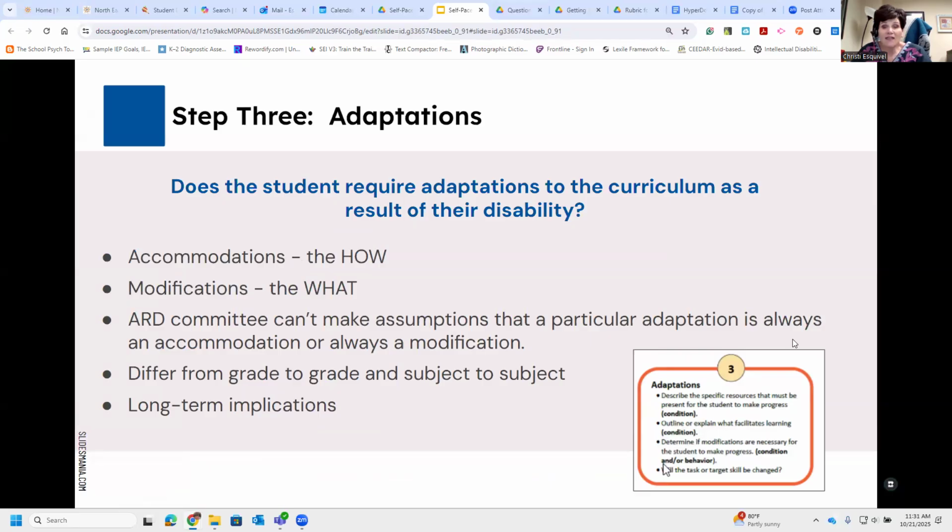Step 3 is all about the adaptations. Here we ask, does the student require adaptations to the curriculum as a result of their disability? This is where we distinguish between accommodations, or the how, and modifications, the what. The ARD committee should never assume that a particular strategy is always one or the other. Adaptations differ by grade level and by subject. They also have long-term implications for student access and progress.